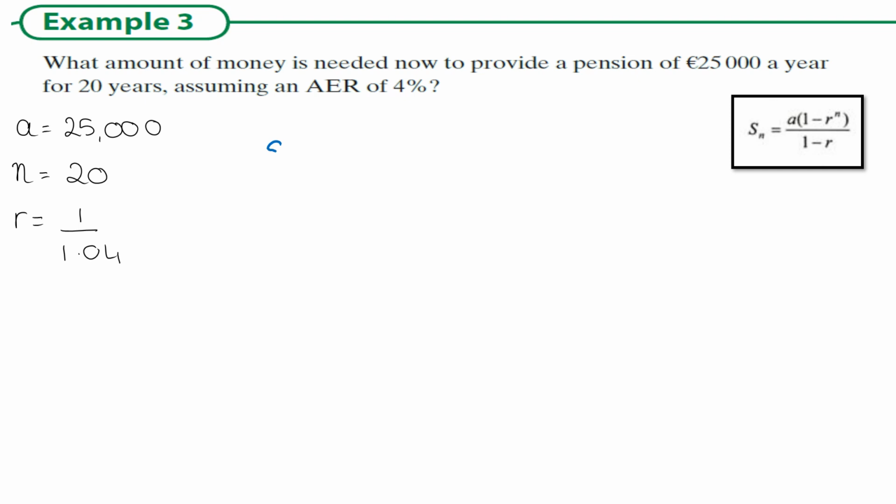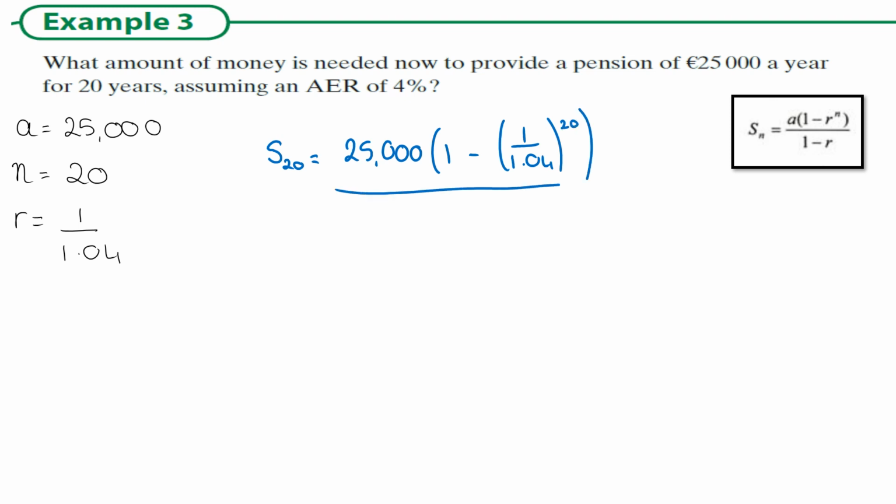So now let's use our Sn formula, the sum of a geometric series, to figure out how much money we need. So S20 is equal to A, which is 25,000, times 1 minus, again, our OR is a fraction, 1 over 1.04 to the power of 20, all over 1 minus 1 over 1.04. And we stick that straight into the calculator to get an answer. When you put that into the calculator, we get 353,384.49.